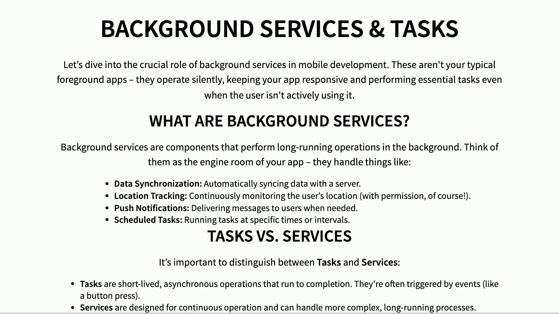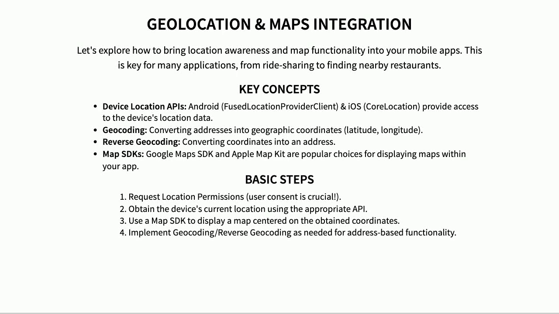without needing constant user interaction. Okay, let's talk about adding location and maps to your mobile apps. It's a really powerful feature that can open up a lot of possibilities. Essentially, we're giving our apps the ability to know where the user is or understand an address. We'll cover how to get access to the device's location using built-in APIs on both Android and iOS, and then look at some popular map SDKs like Google Maps and Apple MapKit that help us display those locations on a map for our users.